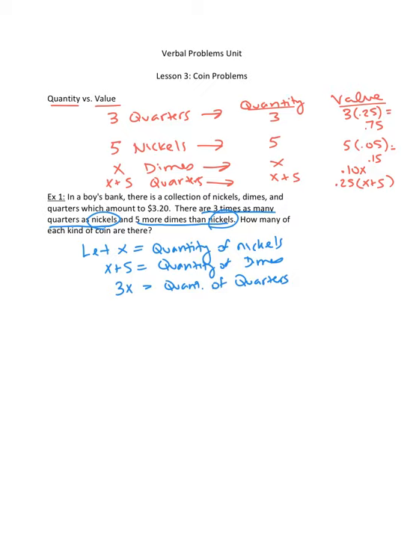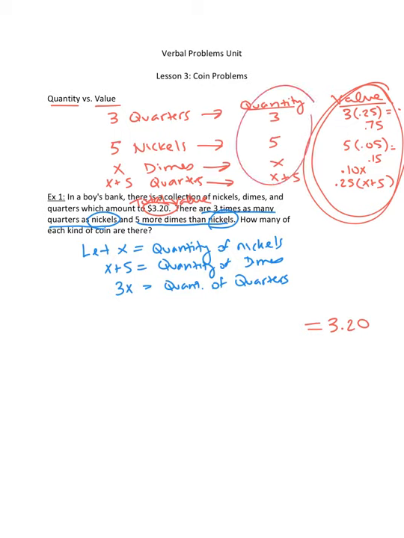Now my equation is going to be based on the fact that I know that there is a total of $3.20 in all for all my coins. So this is the total value. That's what the value adds up to. Value, remember, is where you have to multiply the quantity, how many you have, by what each one is worth. So for my equation, everything adds up to $3.20, but it's not just X plus 5 plus 3X, because that's the quantity. That's just how many you have. That's that column.